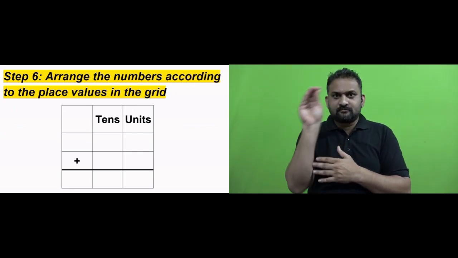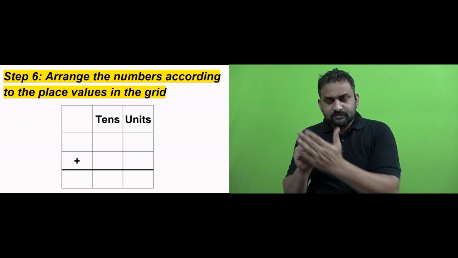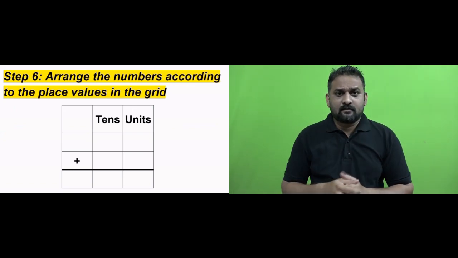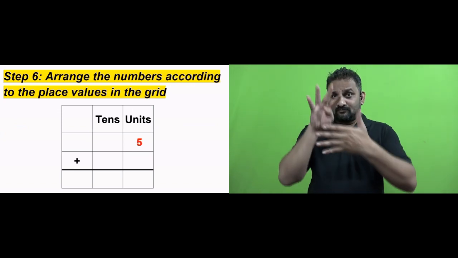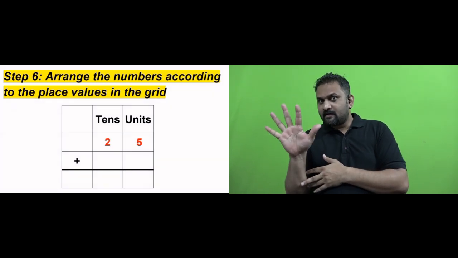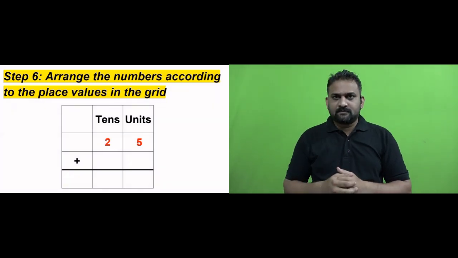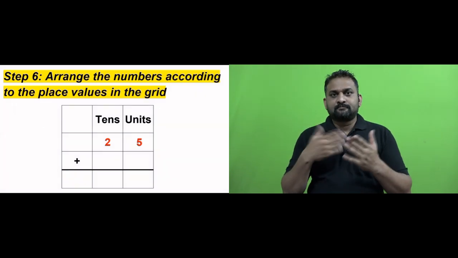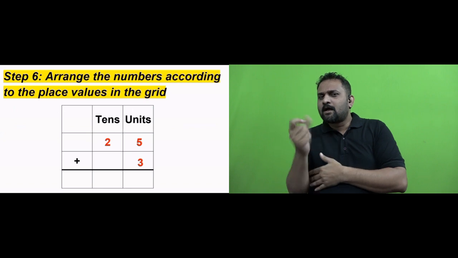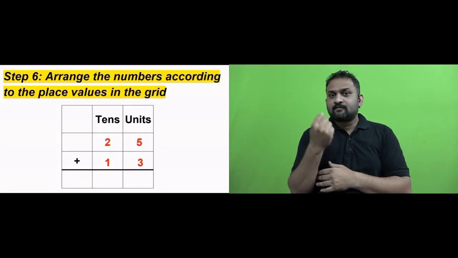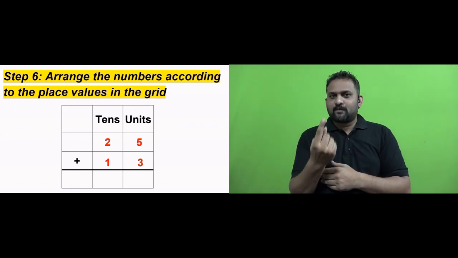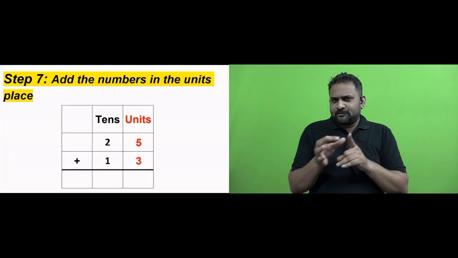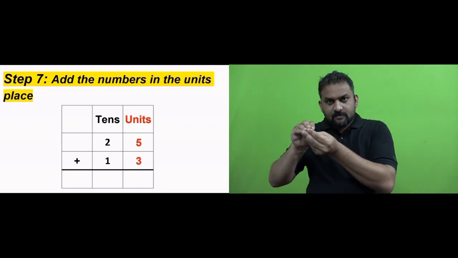So we have the grid here with the units place and the tens place. Let's arrange the numbers. The first number we have is 25. Let's write the number 5 in the units place and the number 2 in the tens place. The next number we have is 13. So we will write the number 3 in the units place below the number 5 and write the number 1 in the tens place below number 2. And now we move on to step 7. Add the numbers in the units place.